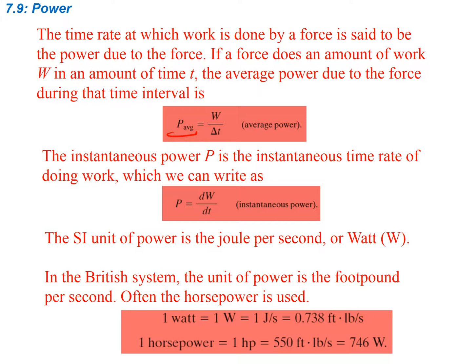Now, the instantaneous power is going to be the instantaneous time rate of doing work, which can be written simply as the derivative of work divided by our increment of time. So it's some increment of work being done in some small increment of time. That's going to give us our instantaneous power. The SI unit for power is going to be joules per second, right, because you have work divided by time, and we're going to call that a watt, which we've seen before.